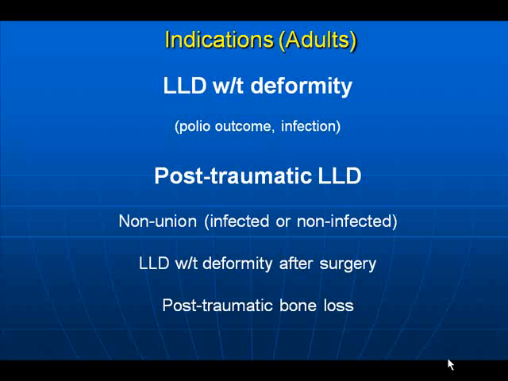For me, in adult, indication for circular frame is limb lengthening, shortening with deformity, for example, in outcome of polio or infection. Limb length discrepancy due to non-union shortening and deformity after surgery and post-traumatic bone loss.